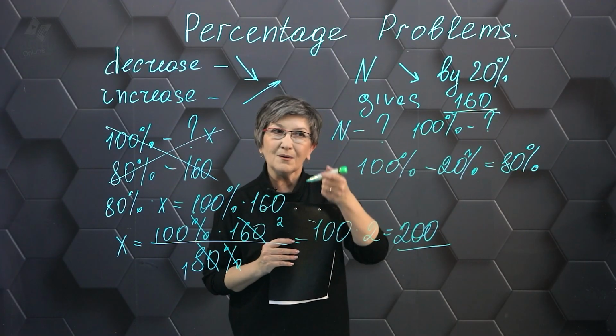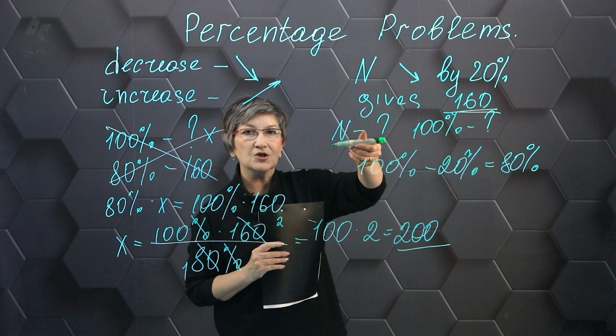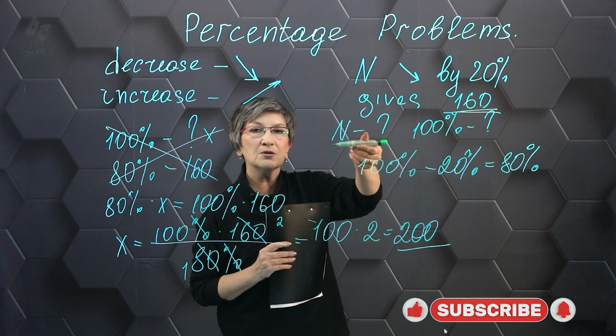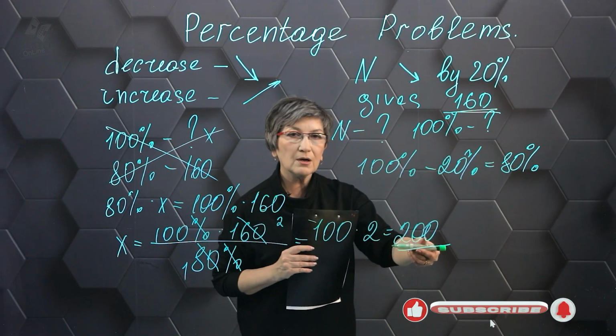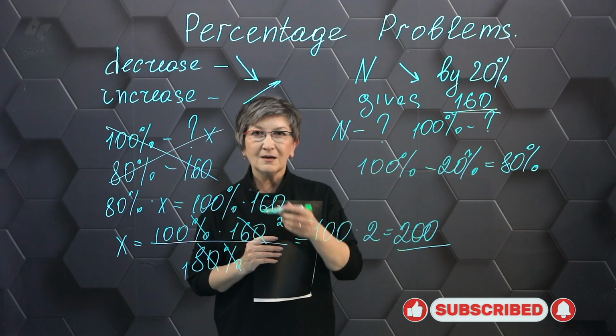Let's check it again. Let's go back to our conditions, to our question. We needed to find a number. The number is 200. Our percentages were reduced in the process of solving.